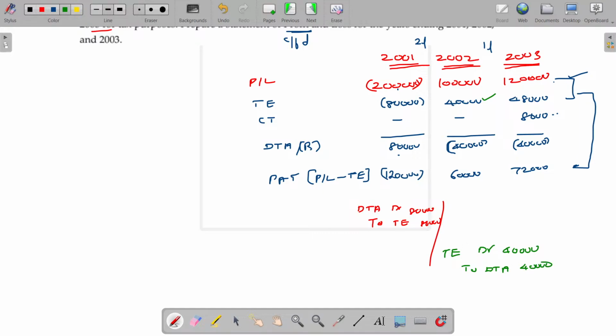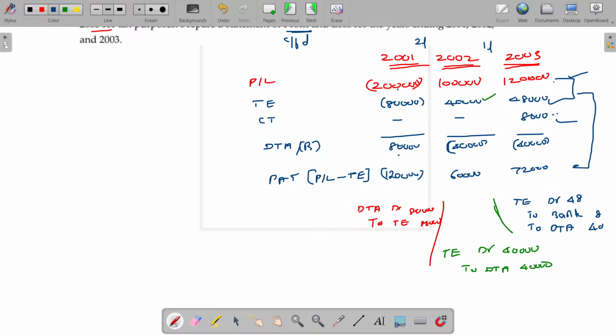From the 80, I am recovering 40. In the last year, what about the tax expenses? 48. But how much are you going to pay? 8,000. The difference between these two, 40, is recoverable.